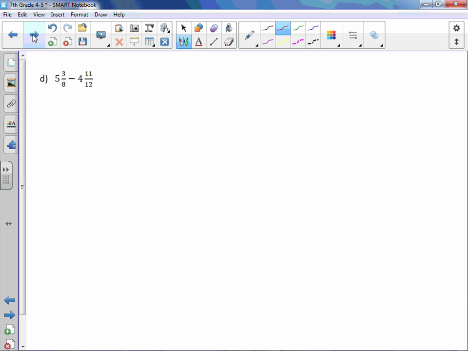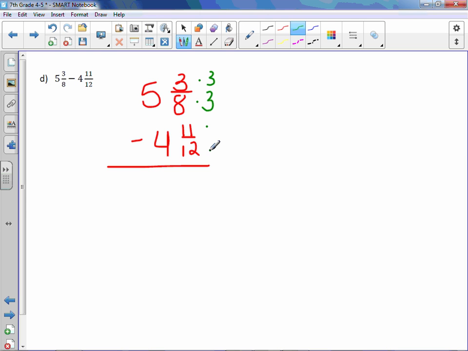Letter D. 5 3/8 minus 4 11/12. Our common denominator here would be 24, so before I do anything, I'm going to make these common denominators. Multiply the first fraction by 3 and the second fraction by 2. And we would get 5 9/24 minus 4 22/24.